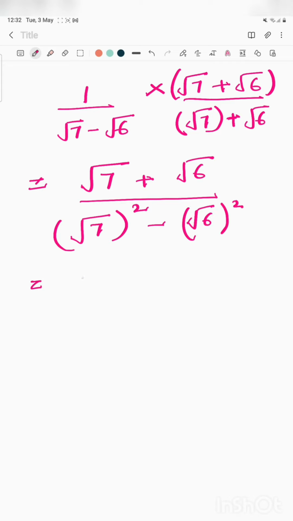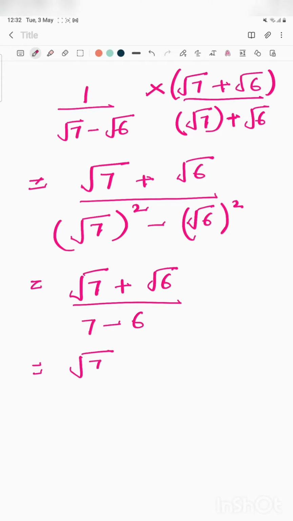So the numerator will remain as it is, root 7 plus root 6, and in the denominator you will get 7 minus 6. See here, root 7 whole square will be 7, root 6 whole square will be 6. So you will get root 7 plus root 6 upon 1. That means we have rationalized the denominator. I hope you have understood.